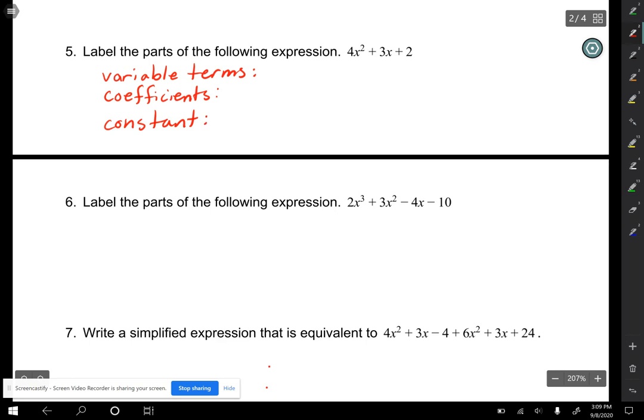Okay, the variable terms are the ones with the letters. So you see that this is an x and this also has an x. So my variable terms are 4x squared and 3x. And then more specifically, my coefficients are the numbers in front of the letters. So 4 and 3 are my coefficients. And then my constant is the number by itself, which in this case is 2.